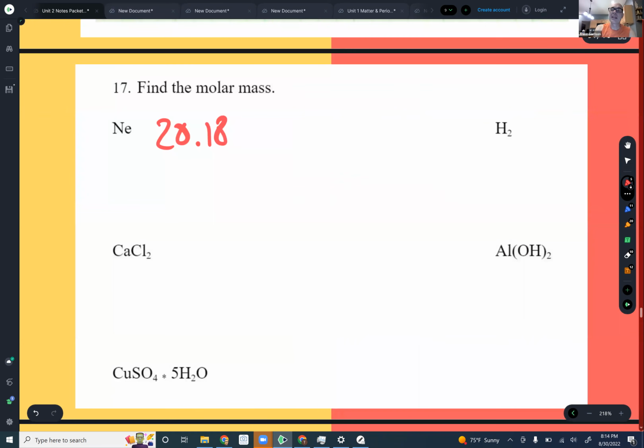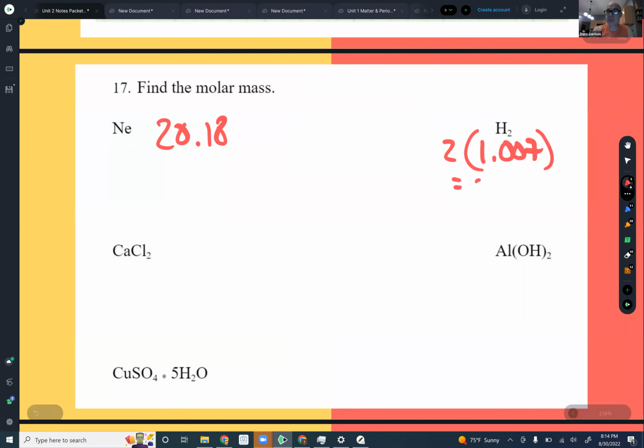So hydrogen, each hydrogen weighs 1.007, but there are 2 of them. So I will do 2 times 1.007, which will be 2.014. Now the units on these are grams per mole. Grams per mole. And you're like, well, what is a mole? Don't worry about that yet. We will talk about it, I promise.